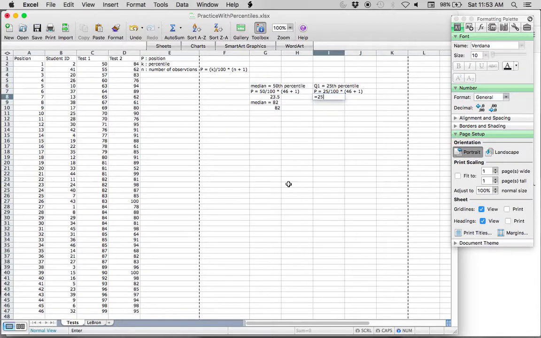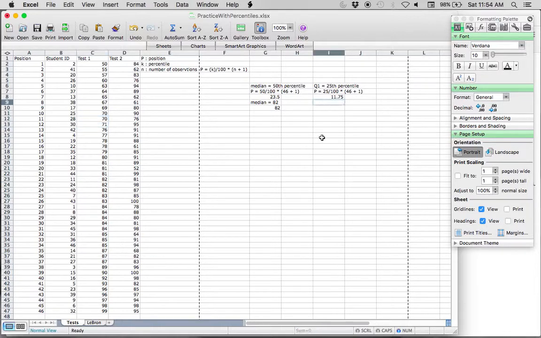If we enter that, so Excel actually computes it, we get 11.75. So we want to be 3/4 of the way from the 11th position to the 12th position. The 11th position is 70. Someone scored 70. That was the 11th worst test. The 12th position is 71. So we want to be 3/4 from 70 to 71.